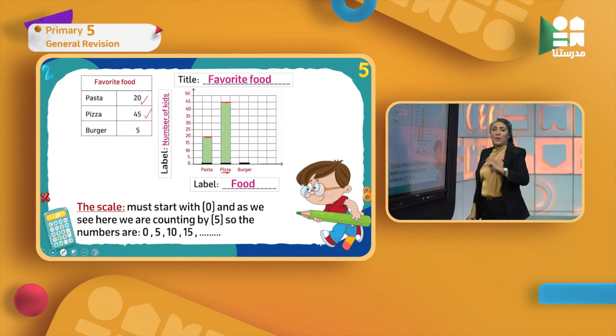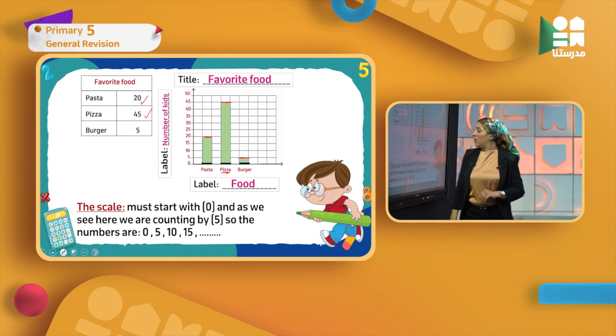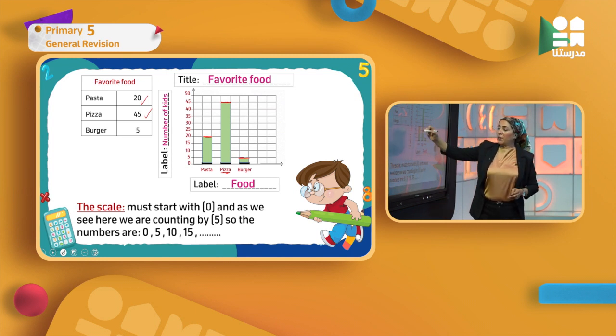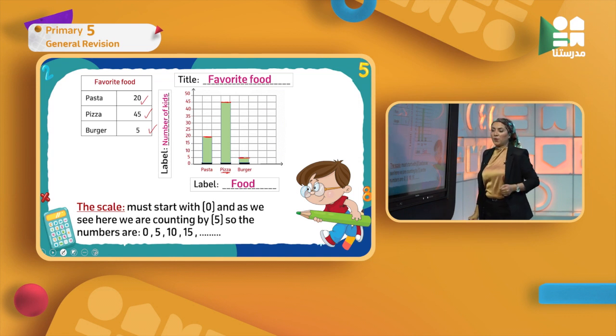Now, how many kids like burger? Only 5. Then I will go to the burger and I will count till 5 over here, so it's only here. So if you look here, you will find that the bar is a small one for the burger. So this is how I draw a bar graph. Okay, now let's move to another question.